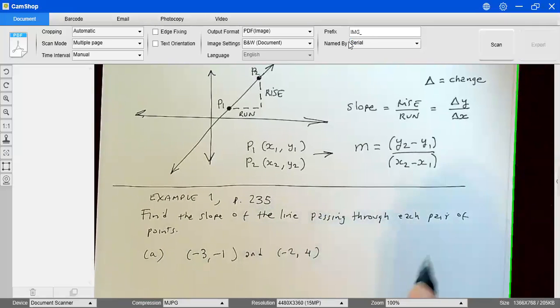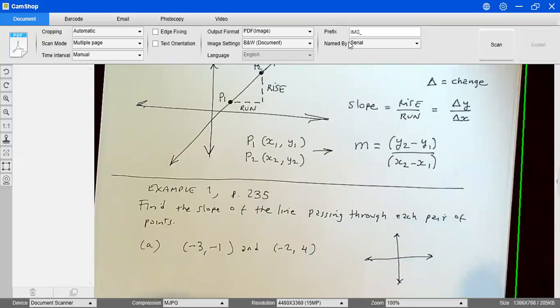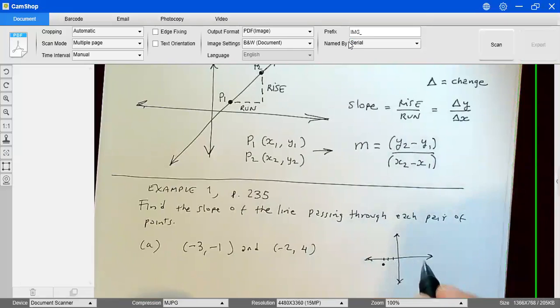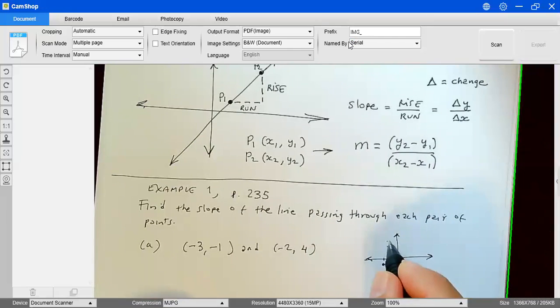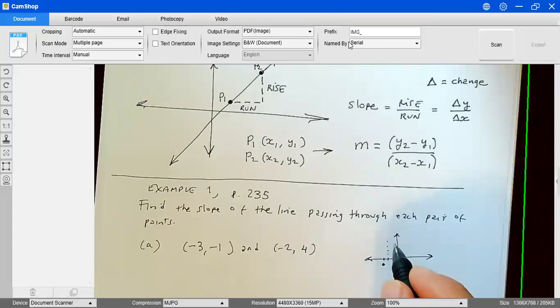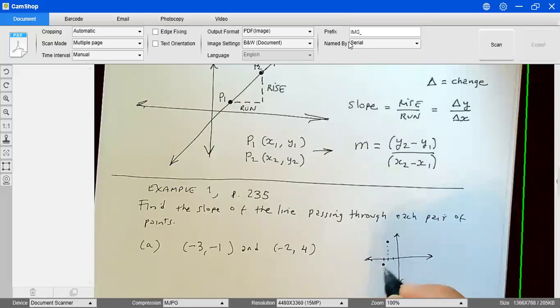We want to know the slope. So this is like having a graph. You don't need to plot, but I'm going to show you what we want to find. So -3, -1. So that's my first point. -2 and +4. So 1, 2, 3, 4. So this is like the line is passing through these 2 points.